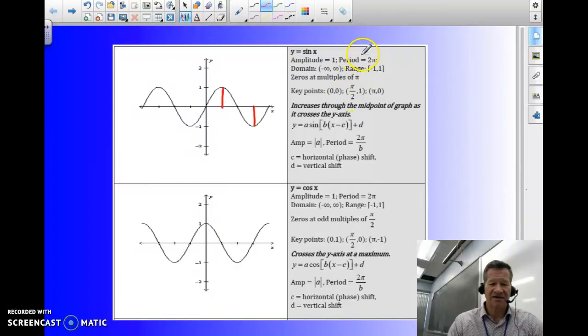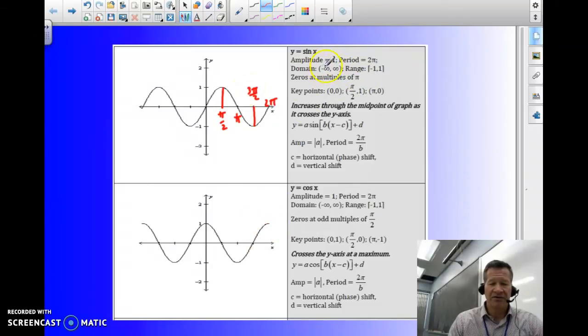Period is how long it takes to complete one cycle. Now, it's impossible for us to represent this entire graph, but you can see that one cycle is completed, and I don't have a scale here, I wish I did, in 2 pi units. This would be pi right here, this would be pi over 2, and of course then this would be 3 pi over 2. And the same thing goes for this cosine graph later.